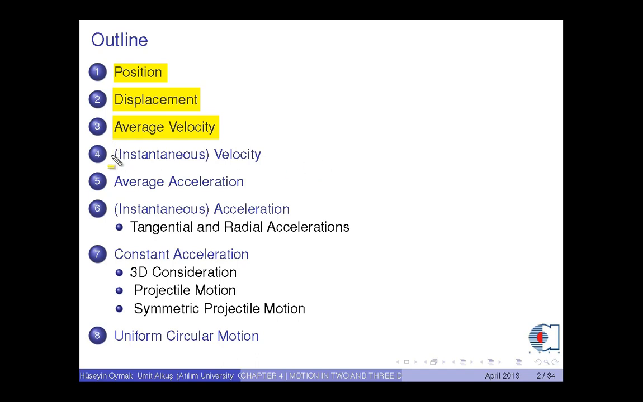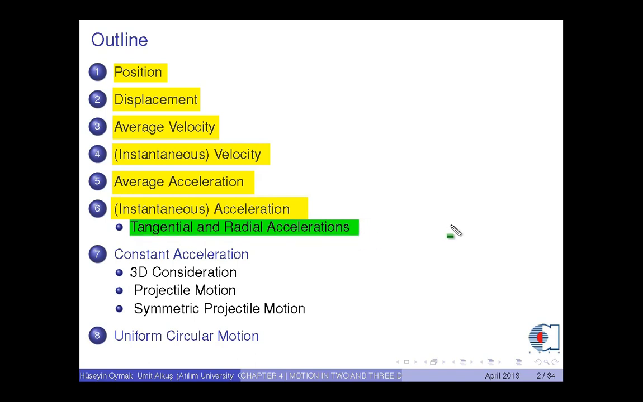Afterwards, the 3-dimensional instantaneous velocity vector, average acceleration and instantaneous acceleration vectors will be introduced. Next, tangential and radial accelerations will be given. Later, motion with constant acceleration will be discussed. Specifically, we will deal with the 3-dimensional motion. Then 2-dimensional projectile motion. And as an example, we will study the symmetric projectile motion. Finally, we will complete this lecture by working on uniform circular motion.